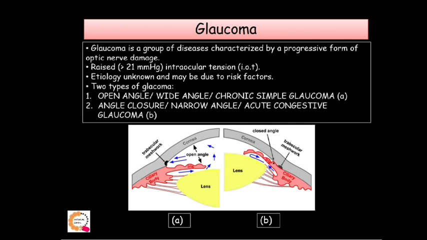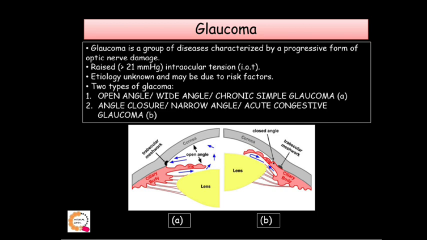So there are two types of glaucoma on the basis of the iridocorneal angle. I will discuss this in the next slide. So, two types of glaucoma based on the iridocorneal angle. The first one is open angle glaucoma, also known as wide angle or chronic simple glaucoma.